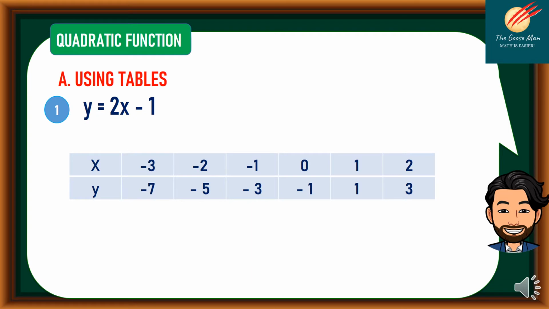So let's illustrate the quadratic function using a table. Let's consider y is equal to 2x minus 1. If you get the difference of the values of x, it is actually 1. From negative 2 to negative 1 is 1. From negative 1 to 0 is 1. This is also 1, and this is also 1.